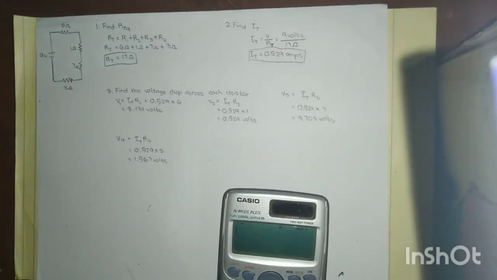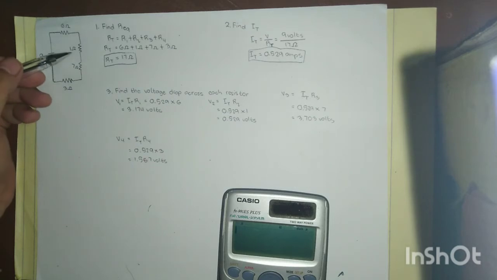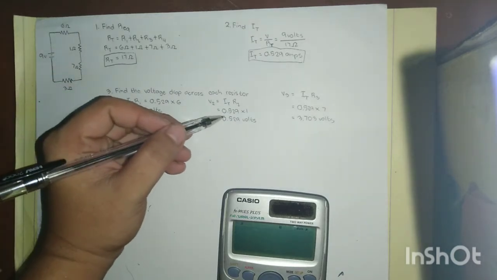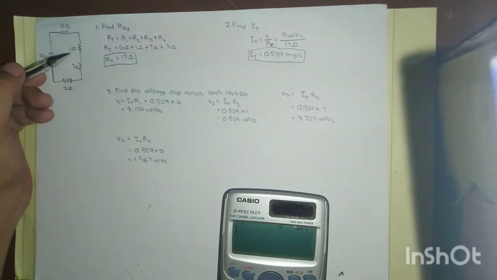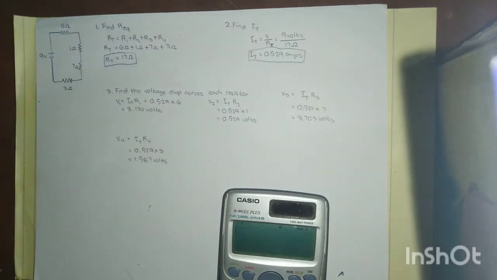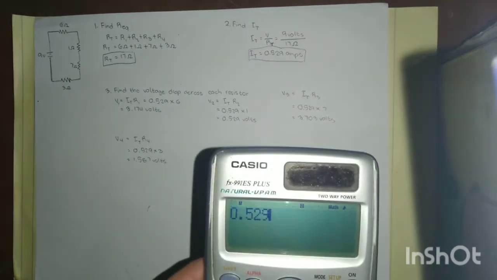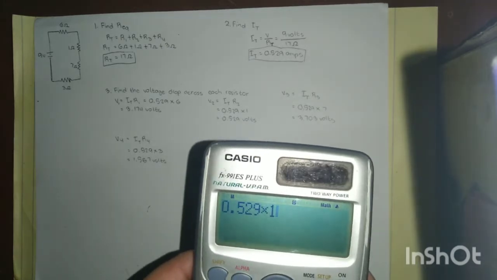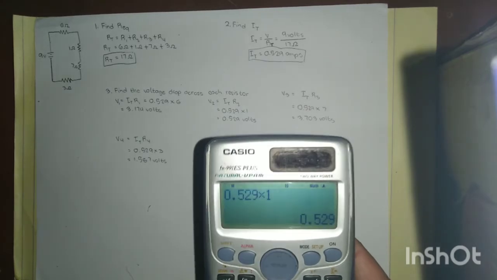So the voltage drop on the second resistor, V2, is equal to the total current multiplied by the second resistor. So 0.529 amps multiplied by 1 ohm is equal to 0.529 volts.